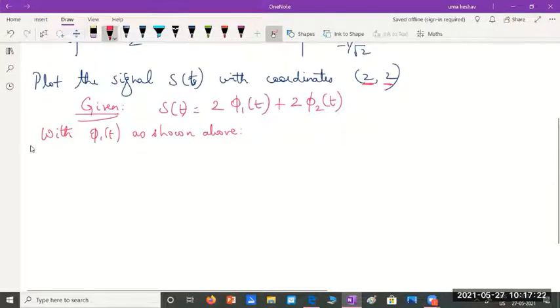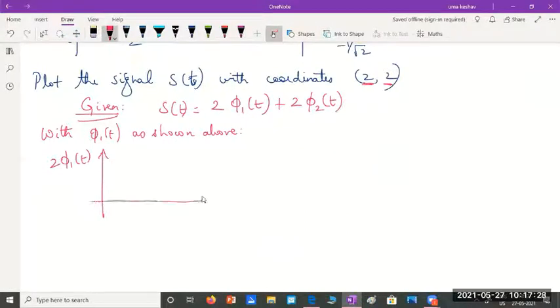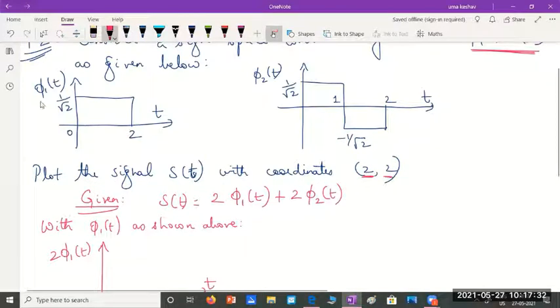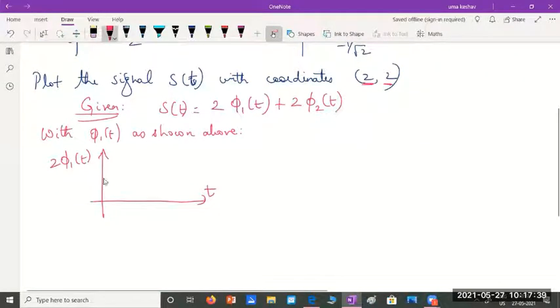What would 2 phi1 of t be? Can you draw the signal 2 phi1 of t? What should you do? Take phi1 of t and multiply it with 2. So the value of phi1 of t is 1 by root 2 in the interval 0 to 2. What will happen if I multiply 1 by root 2 with 2?